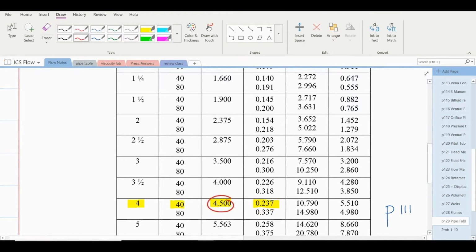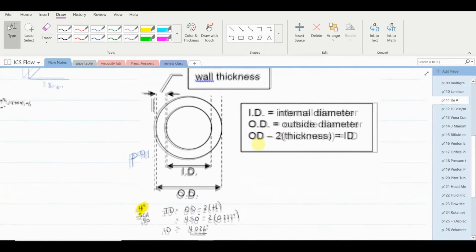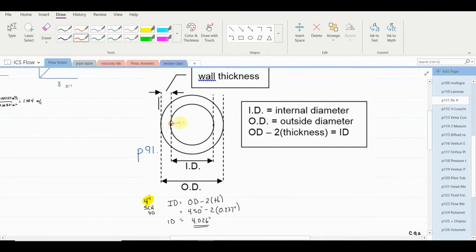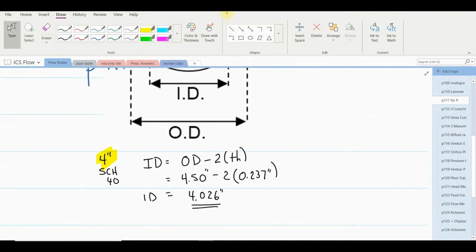Let's go back to page 111 to do that. Over here I have the calculation of the inside diameter. The inside diameter would be equal to the outside diameter minus 2 of these wall thicknesses. So inside diameter is equal to the outside diameter minus 2 times the wall thickness, or 4.026 inches.